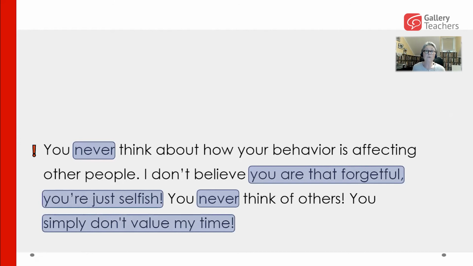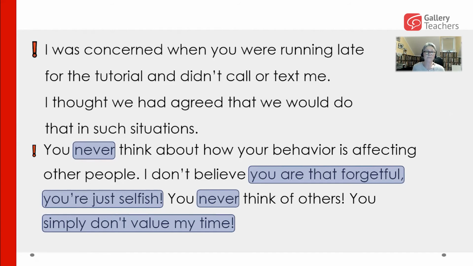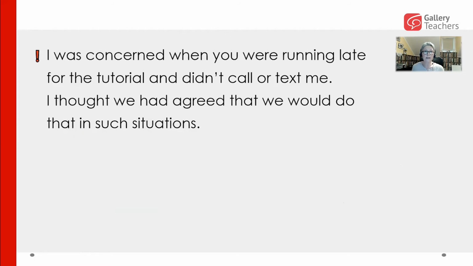So how can we rephrase this criticism to make it a legitimate complaint? Here is my suggestion. "I was concerned when you were running late for the tutorial and didn't call or text me. I thought we had agreed that we would do that in such situations." So let's have a look at this reformulated complaint. What features does it have?